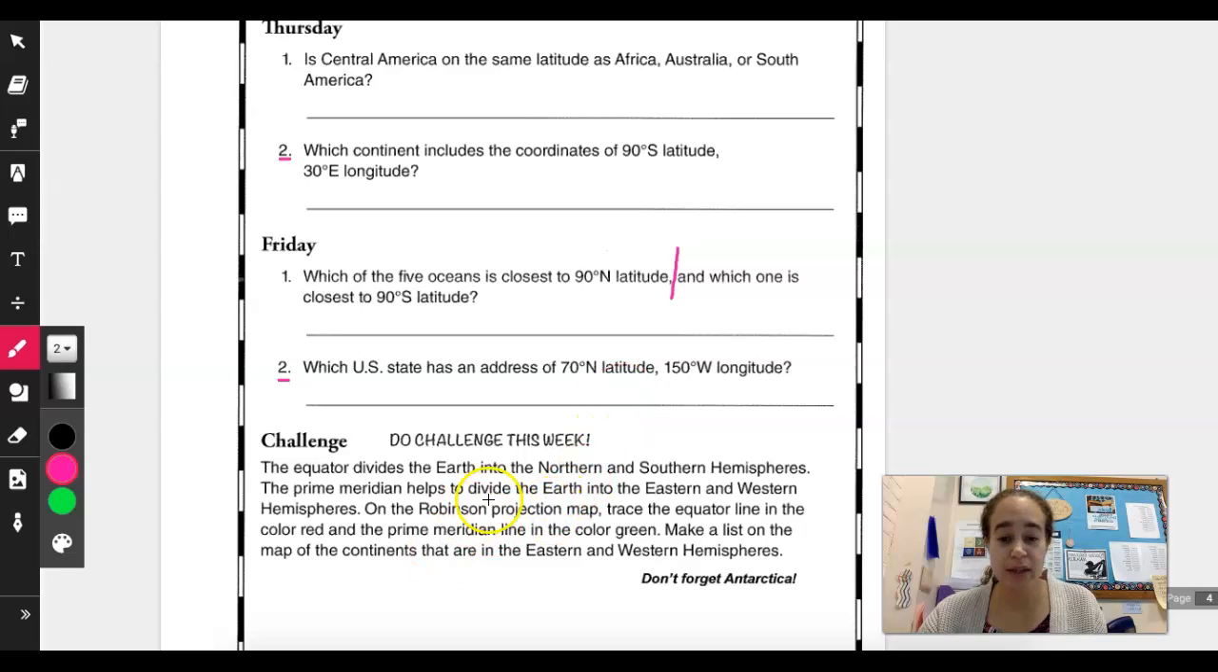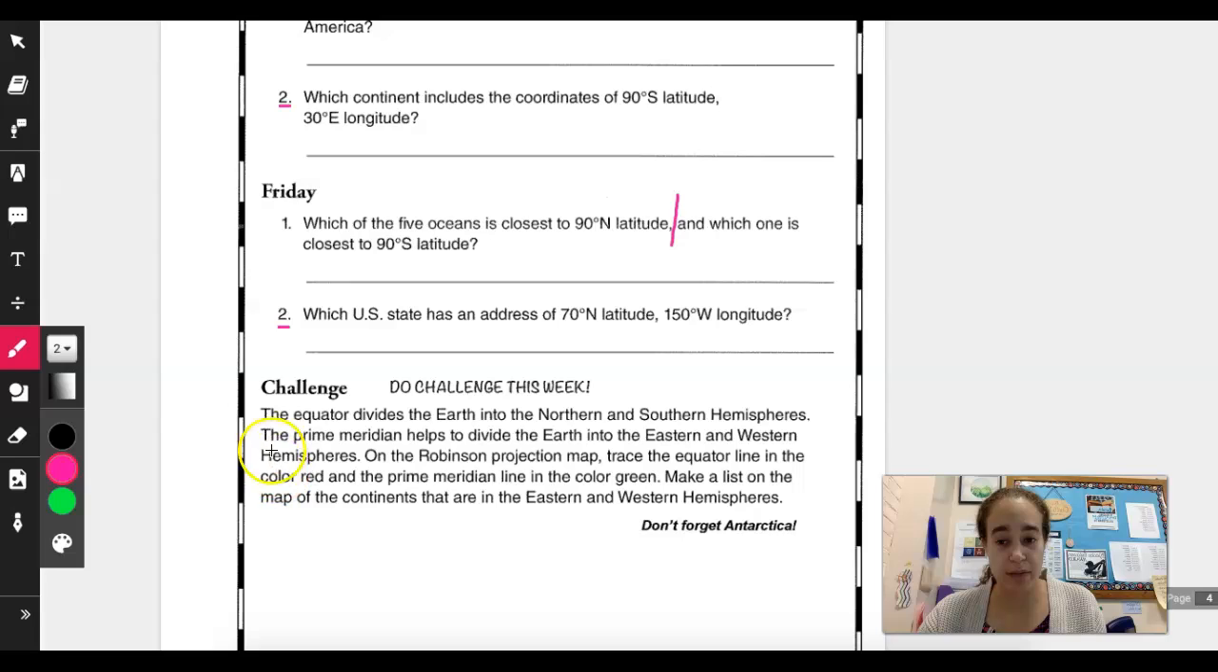The challenge this week is something I want you to complete. It's not too complicated because most of the information is right there on the map for you, and we've done plenty of work with continents before. So it tells you about the equator and the prime meridian, and then it tells you to trace the equator in red, so you can change your colors here, and trace the prime meridian in green.